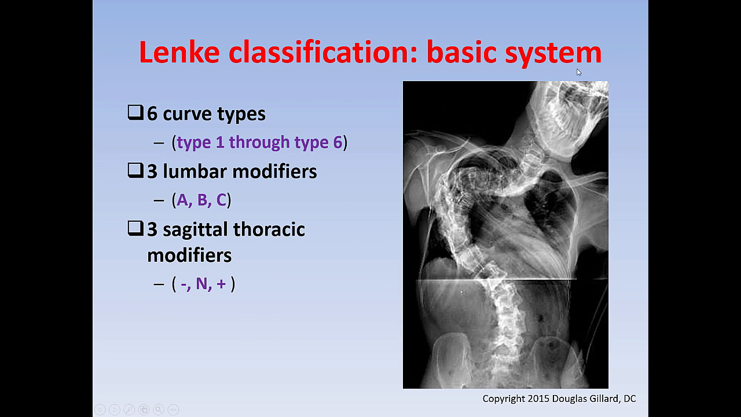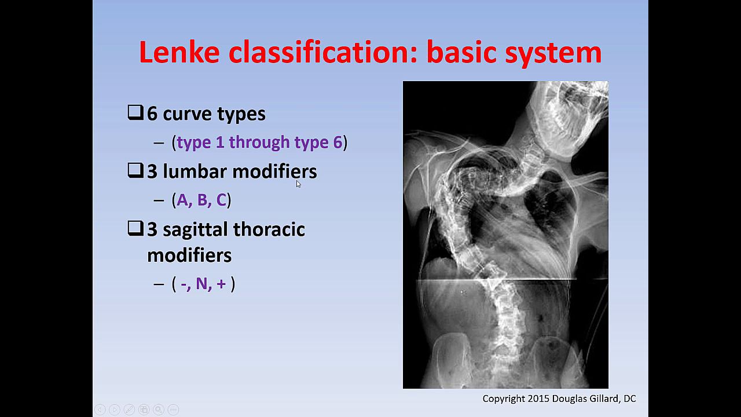So, nuts and bolts of the system, there are 6 curves: Lenke Type 1, Lenke Type 2, Lenke Type 3, etc., up to Lenke Type 6. Then after the curve comes the lumbar modifiers. We always look at the lumbar scoliosis as long as it's over 10 degrees. It doesn't have to be a great curve, but we always want to address it.